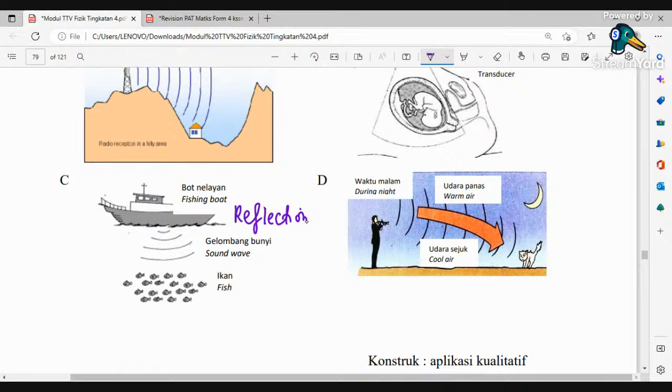Okay, D, during night time, sound is heard louder. So this one is refraction of sound wave. Okay, so for this question, the answer should be D.